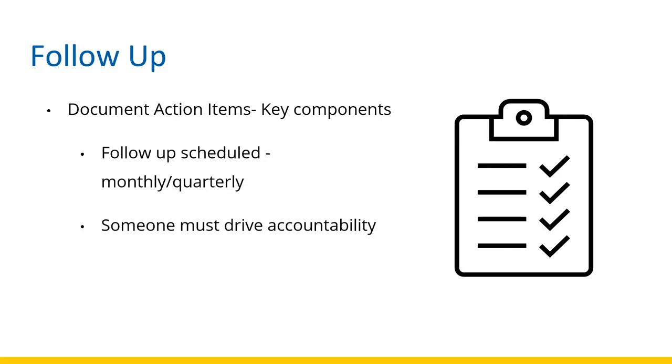Like I said, you can do this every other month or quarterly, but the most effective follow-up to make sure you get things done is monthly. And then the CEO really should drive accountability. And if somebody doesn't get something done, what are you going to do about it? What are you going to do about the accountability if somebody does not get their action item done?